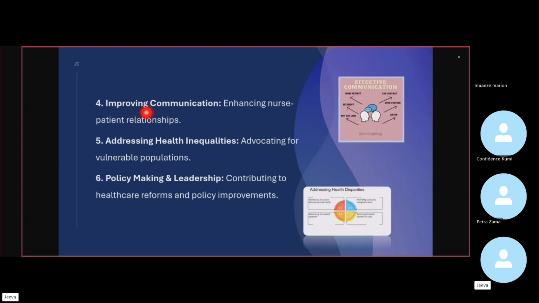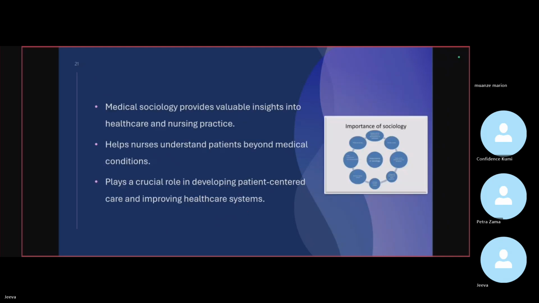Then you should have proper communication with your patient so that you can build trust between you and the patient. Then you should not show any inequalities when you are treating a patient. You should treat everyone equally. Then you should look at the different policies and change or improve your hospital policies. Thus, you can treat your patient and that's how you can improve the overall healthcare system. Understand medical sociology, why it is important for your nursing profession. Clear, medical sociology?